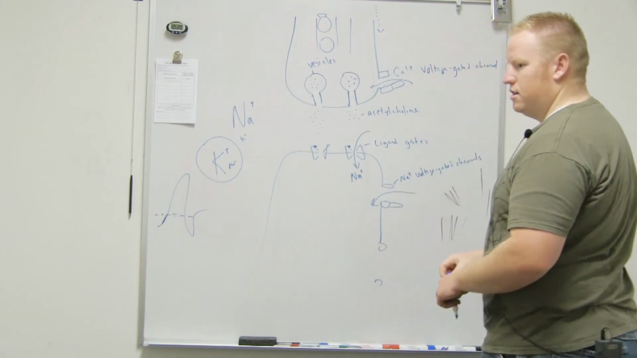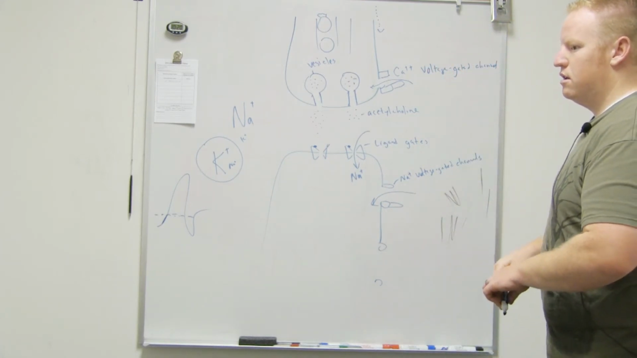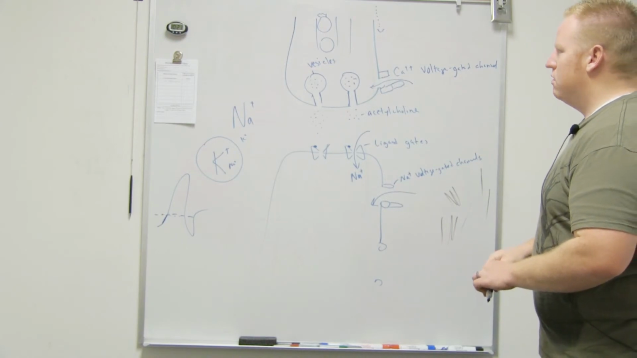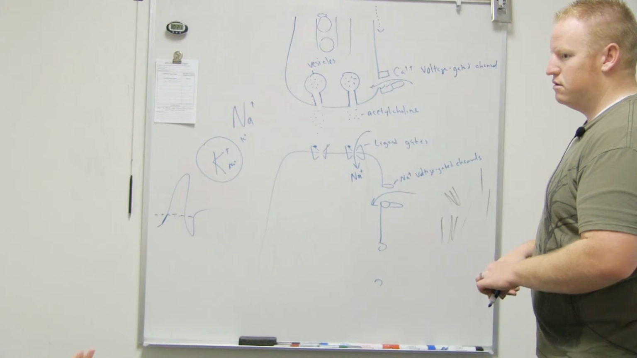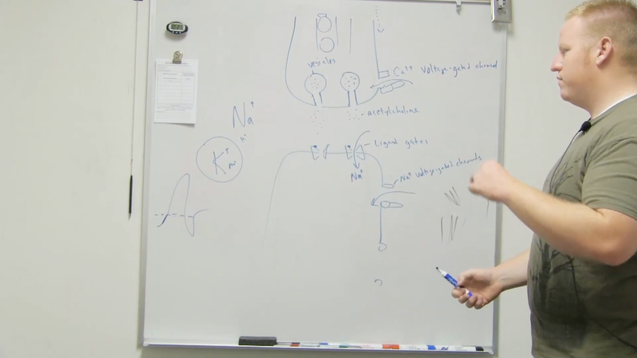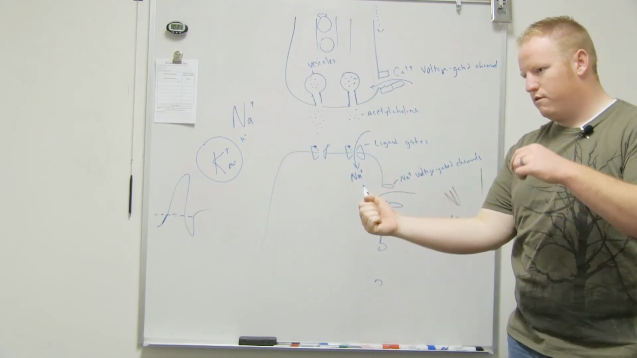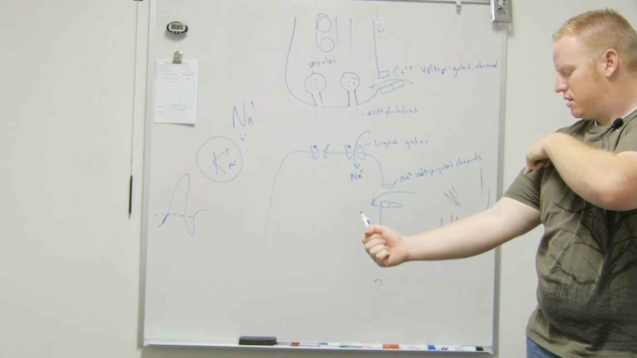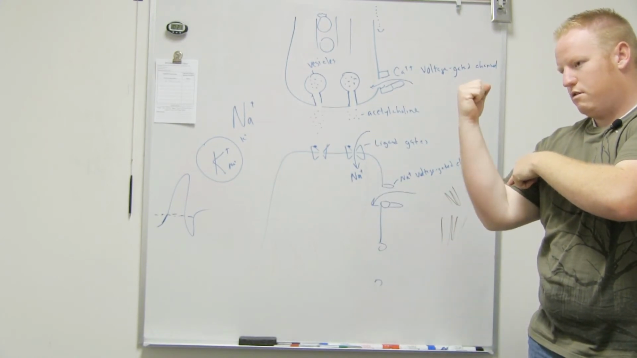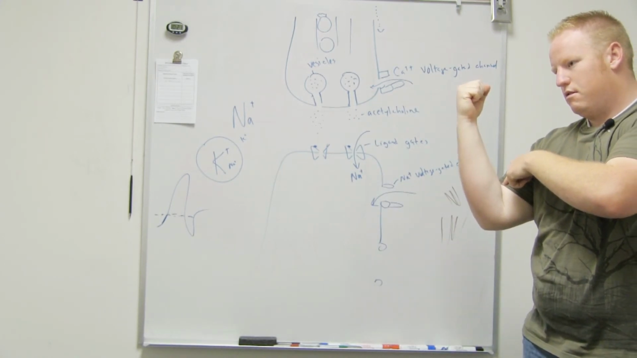Is it just like a constant recycle, or does it just go down? Is the action potential just going down, and then does it eventually work its way back up, or does it just keep going? Well, if I tell my arm to move, my brain sends an action potential down my neurons and says, move. That makes sense?